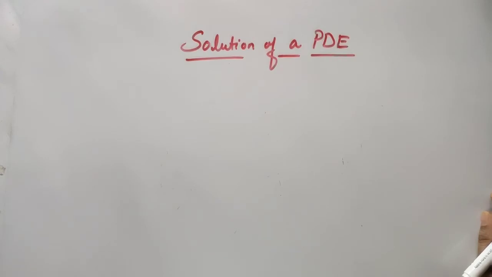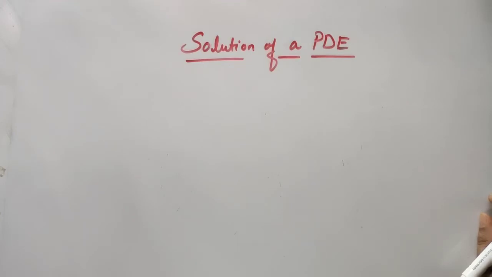Any relation between the independent variables and the dependent variables such that it satisfies the given differential equation is nothing but the solution of a PDE. But you need to know one important point here. The solution of a PDE is never unique. There can be many independent solutions of the given PDE, unlike ordinary differential equations where you have a unique solution for a given ordinary differential equation. But in PDE you may have many independent solutions for the same PDE.